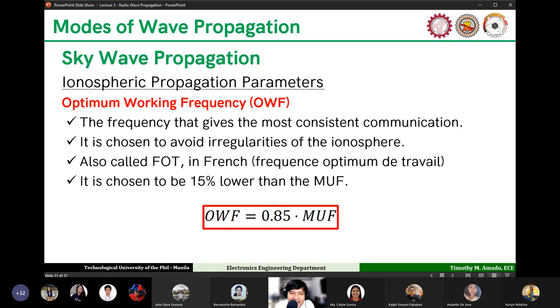This is a safety net in case there are irregularities in the ionosphere and you go beyond your maximum usable frequency. The optimum working frequency or the OWF can also be called FOT, which is a French term, frequency optimum de travail. I don't know if I read that correctly. I'm not French, but anyway, that's it.